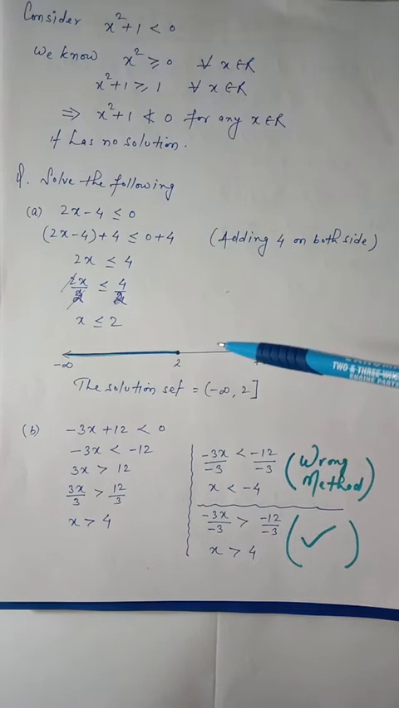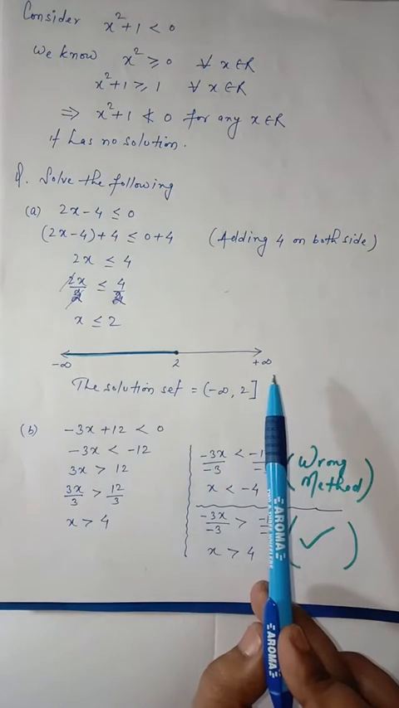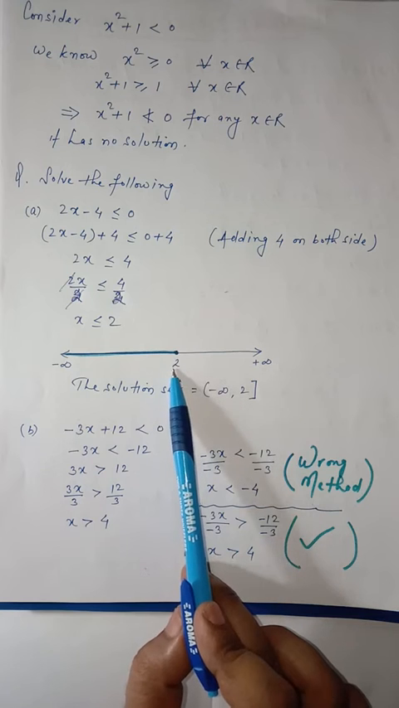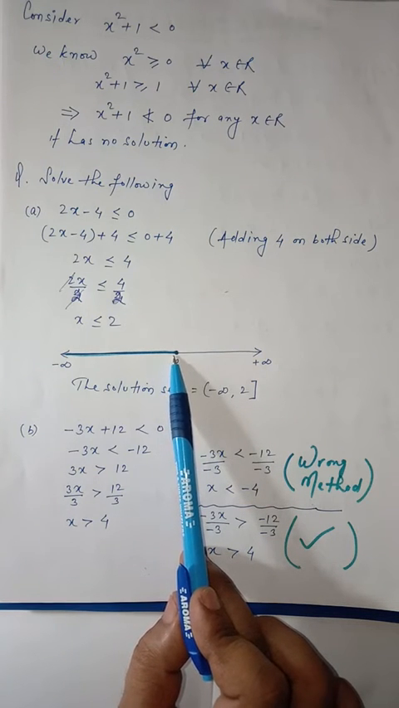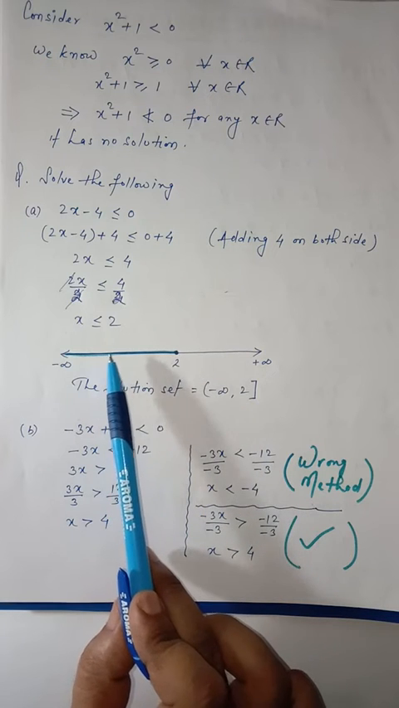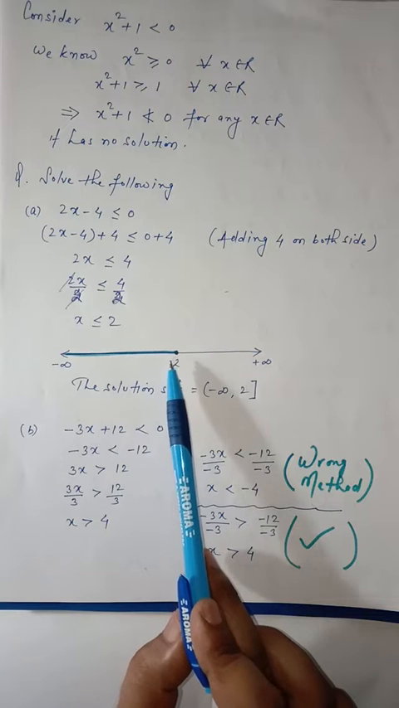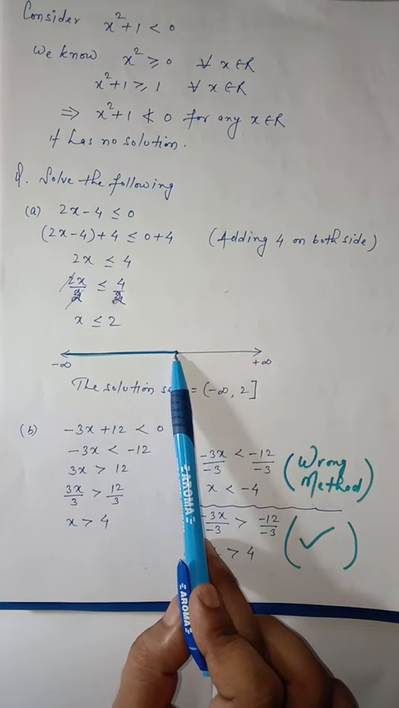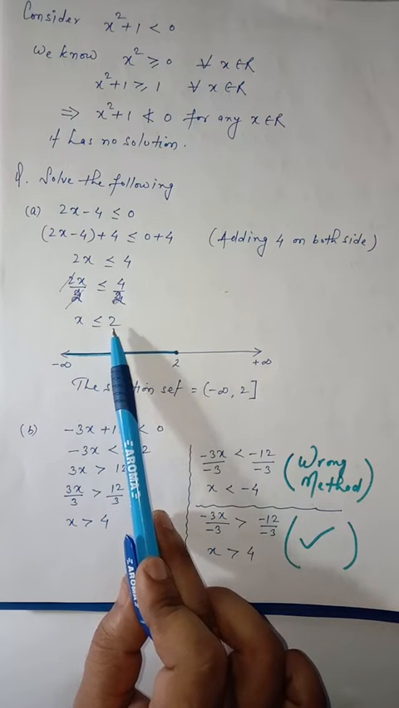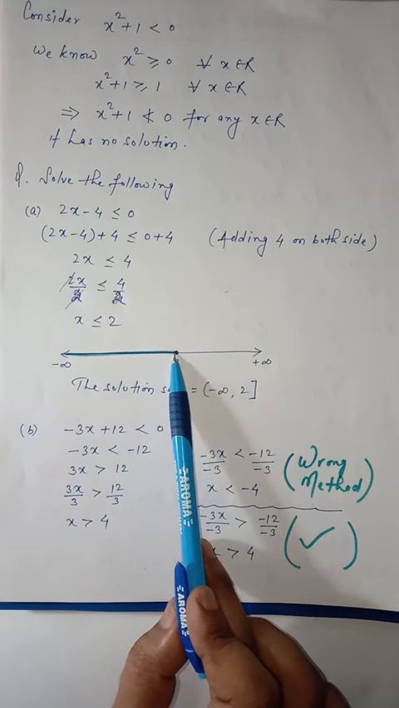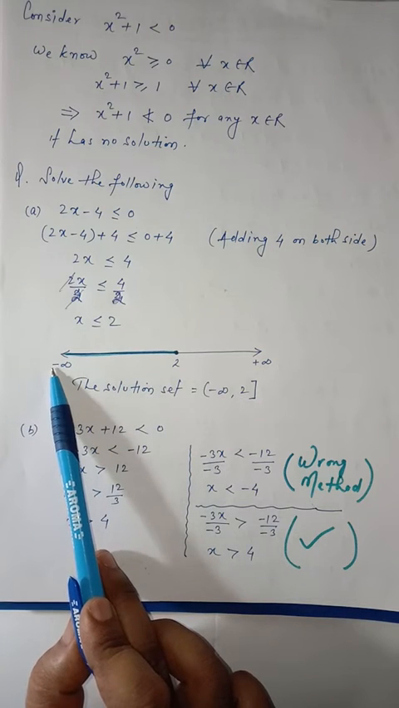So how will you plot this solution on the number line? You draw a number line, right here 2, and you can see this is a thick line which is green line. Since x is equal to 2, I have drawn a circle above 2 and it is less than, so it means all the real numbers including 2. So we will draw a thick line till minus infinity.